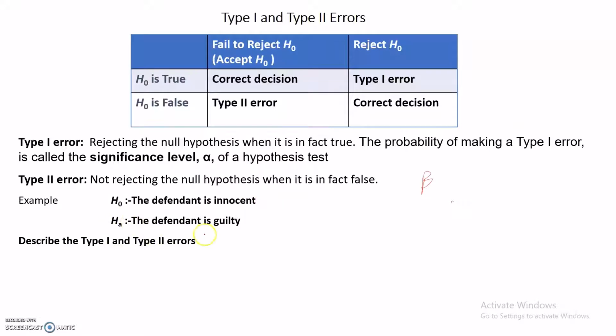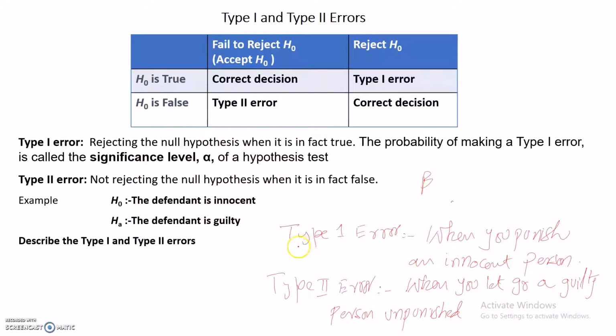And when will type 2 error occur? Type 2 error will occur when we fail to reject the false null hypothesis, which means the defendant was actually guilty, but we fail to reject that, right? We actually let go a guilty person unpunished. That is going to be the type 2 error. So in this example, I tried to explain how you can have a type 1 error and how you can have a type 2 error.